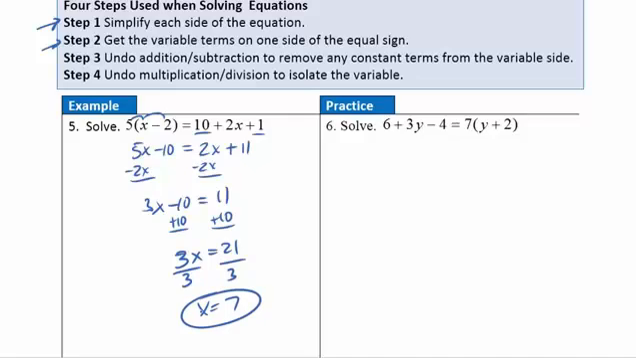All right, go ahead and pause your video player now and answer practice question 6. When you're done, hit play to see how you did.